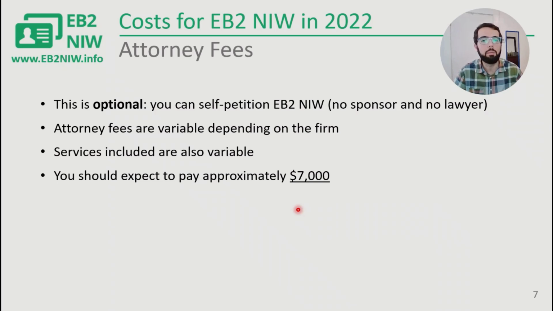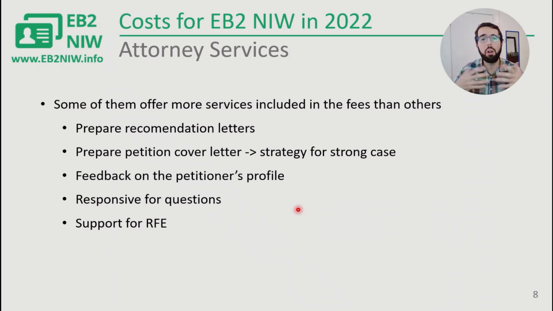And a little bit more about attorneys is what do they include? Make sure that if you are going to go this route, you know what you are getting yourself into. Do they include preparation of recommendation letters? When I used attorneys for EB1, they actually did not help me at all with the recommendation letters. I had to prepare them by myself. I had to deal with all of that. But some others, I know, at least provide templates or they actually help you draft and review the recommendation letters.